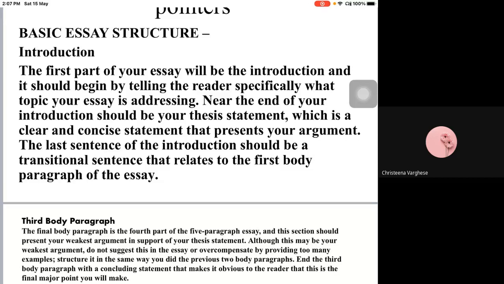The transition is done so that there is a flow when a reader reads your essay, a smooth flow from one section to the other. Then subsequent sentences should describe specific examples that relate to the point you're arguing in the paragraph. One paragraph will be about one particular point. And when you make a point, you cannot just make a point and leave it there.